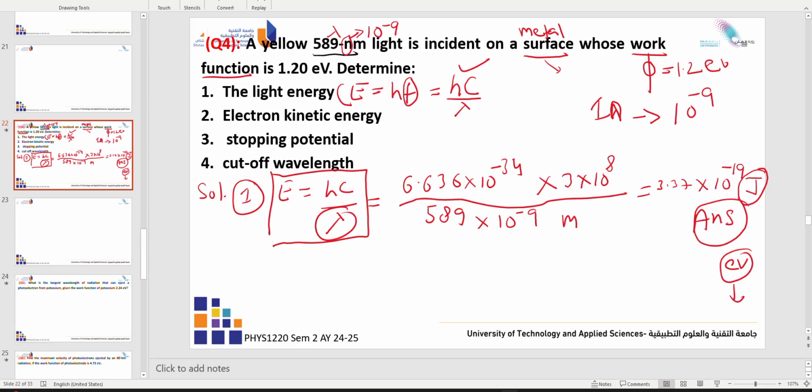Now, part number 2: we have to find the electron kinetic energy. We have two or three rules for the kinetic energy, so we have to look at which rule to use. I am writing the rules here.